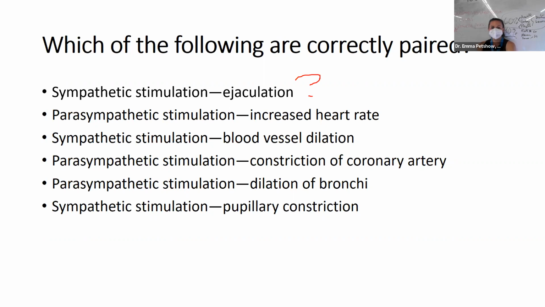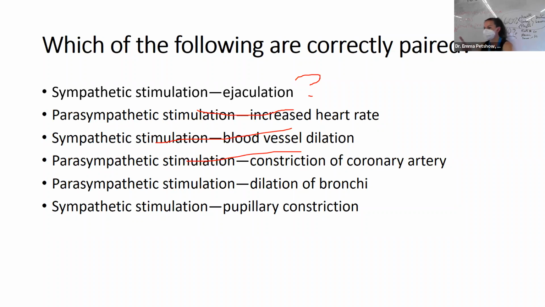Okay. Parasympathetic and increased heart rate. Is that true? No, wrong. Sympathetic and blood vessel dilation. Is that true? No, wrong. Parasympathetic and constriction of coronary arteries. Is that true? No, also wrong. Parasympathetic and dilation of bronchi.